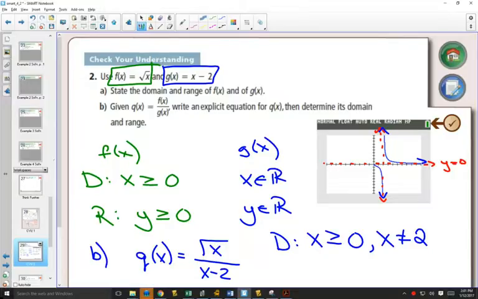So as far as our range goes, you might be tempted to just say y can't equal 0 because of that asymptote. However, what happens when you plug in 0 for x? Right here, it is actually equal to 0. So our range in this case is everything.